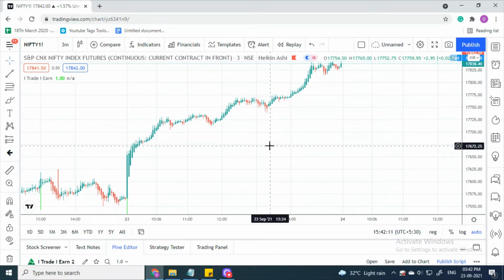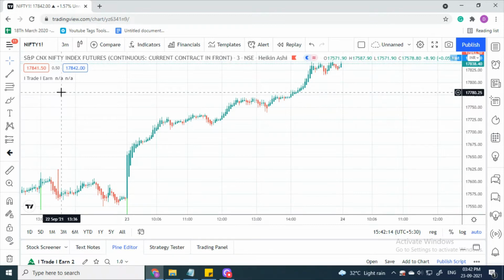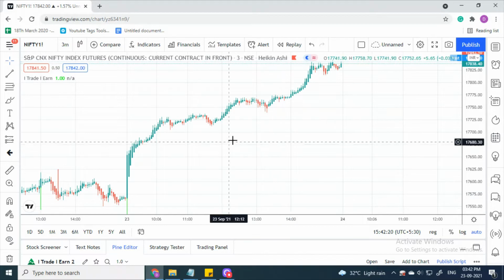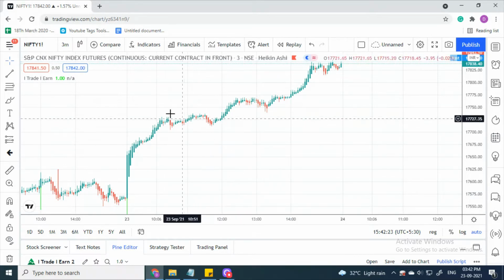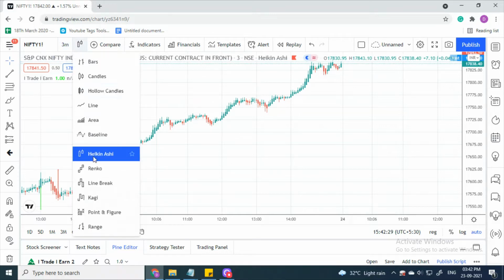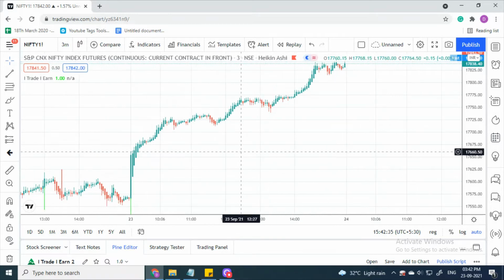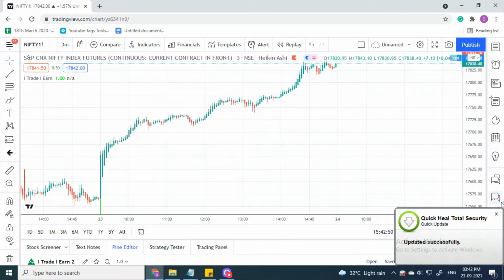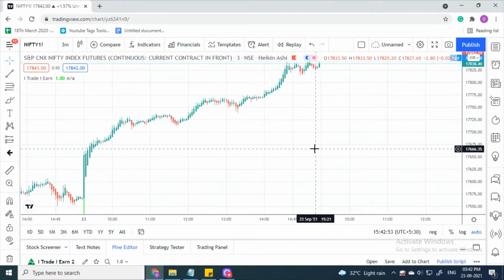Now this particular chart or layout has been applied on the screen, and as you can see, this will be on a 3-minute time frame, and the candles we are using are Heikin Ashi. This indicator works very well with Nifty, Bank Nifty and other stocks, but we prefer using it on Nifty and Bank Nifty futures.